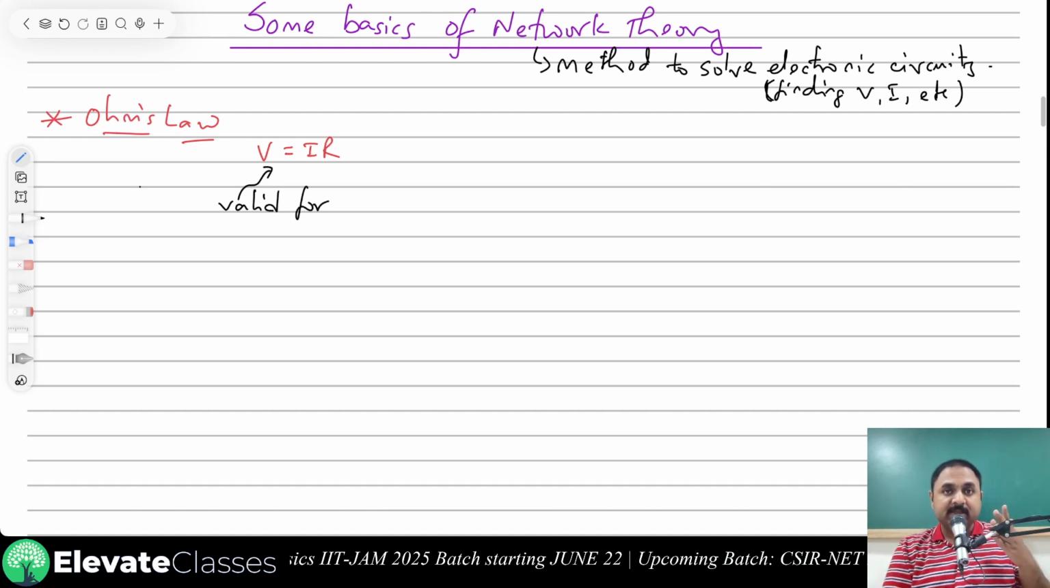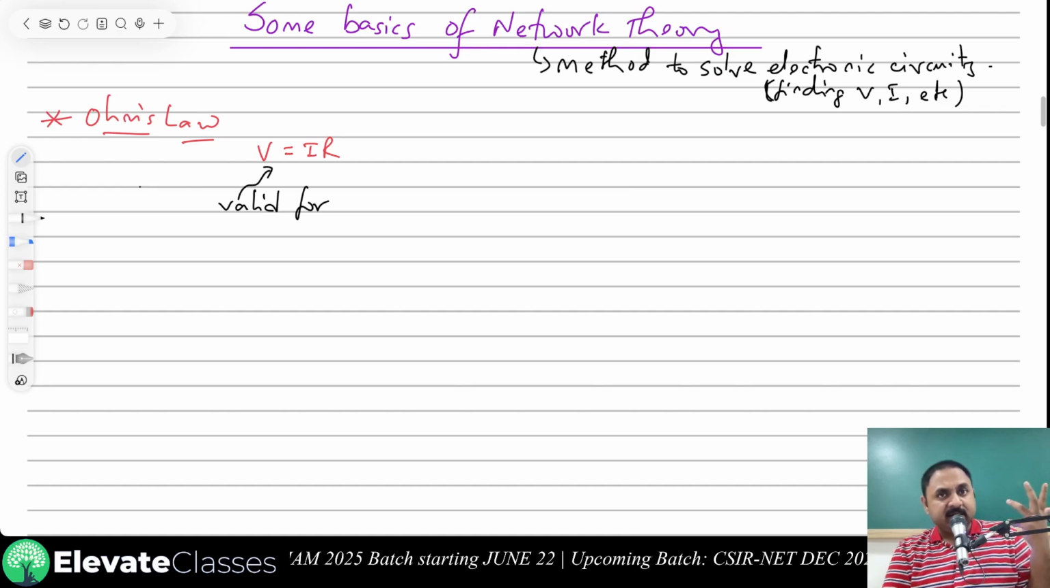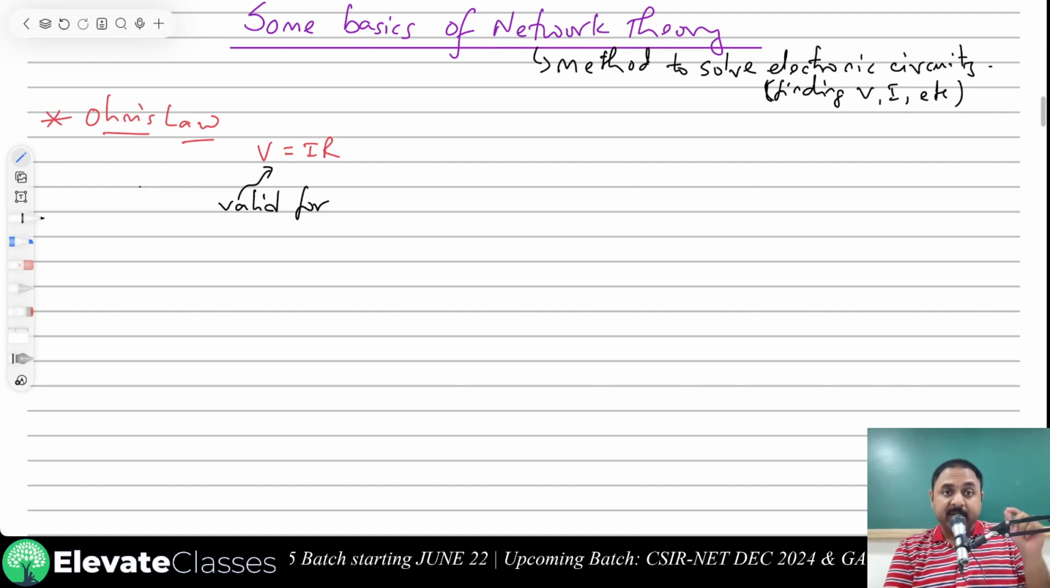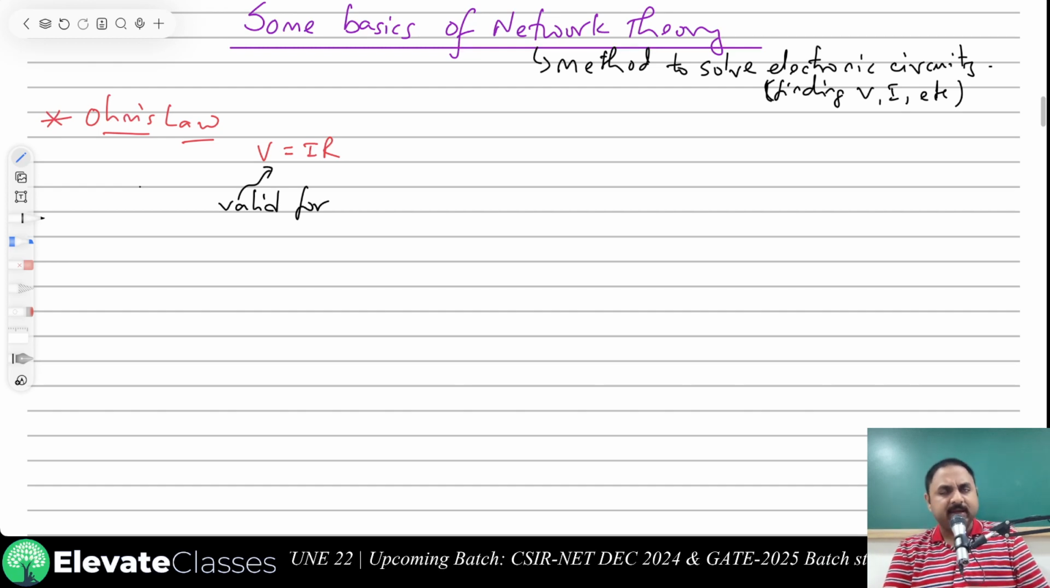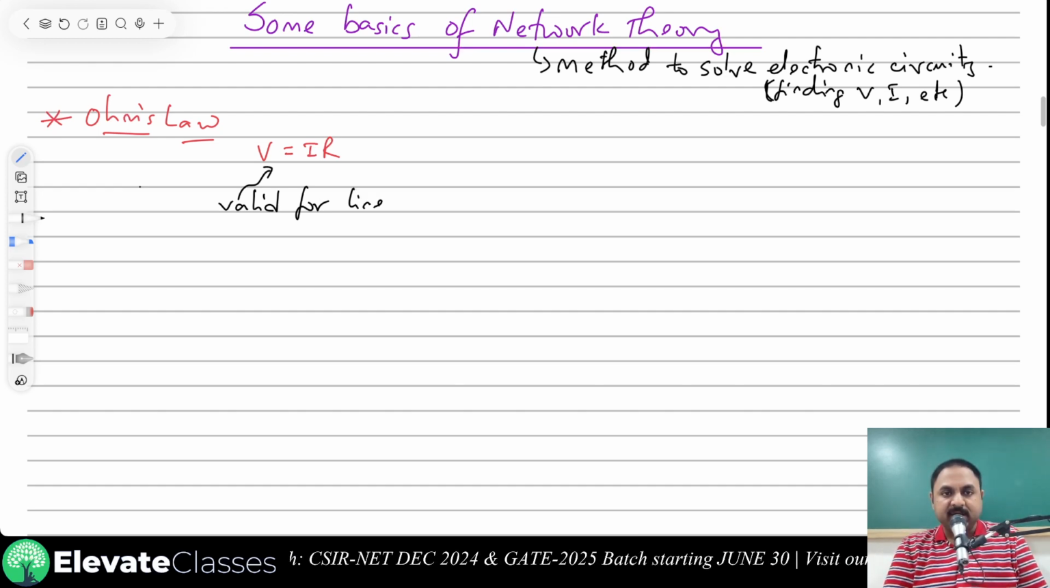What are linear elements? All conductors are basically linear elements and the most important linear element in electronics is a resistance. Okay, so basically you can say for our purposes for network theory that resistance is a linear element, valid for linear elements only.